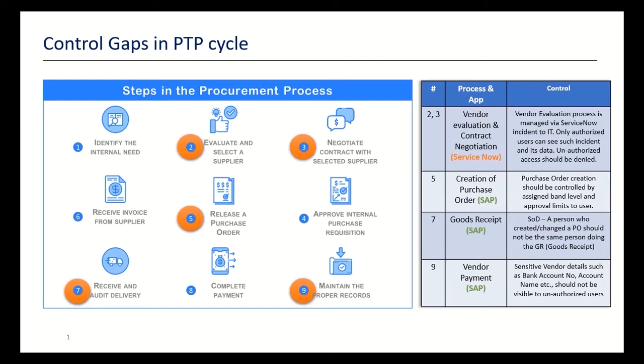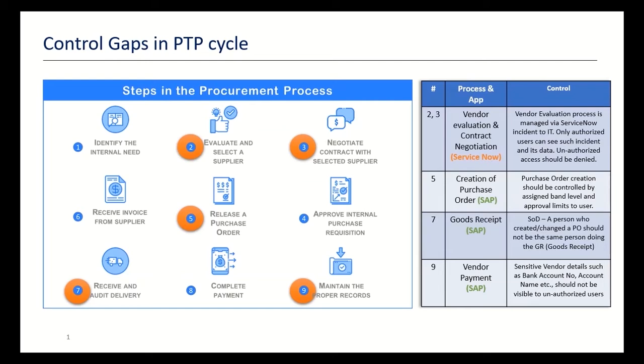So we'll demonstrate a use case using band levels and approval limits to control what amount of PO a user can create. And then we'll see a GR process, goods receipt, and we'll demonstrate one of the key aspects in compliance, that is segregation of duty. Basically, SOD tells that in a business process, the same person cannot perform more than one key step.